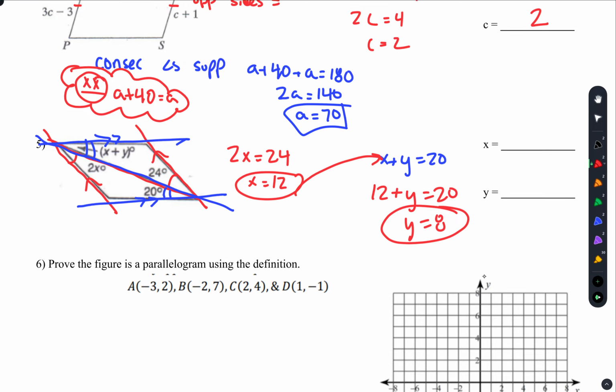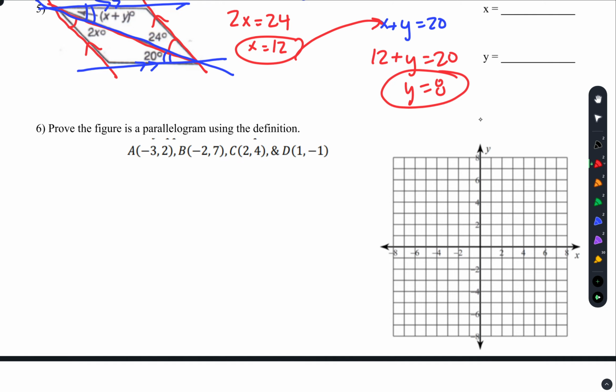We are going to spend a whole day on problems like number 6, but I'm going to introduce them to you right now. This says, prove the figure is a parallelogram using the definition. Let's start by plotting those points. I have A here, B, C, and D. Everybody with me? Everybody got their shape?